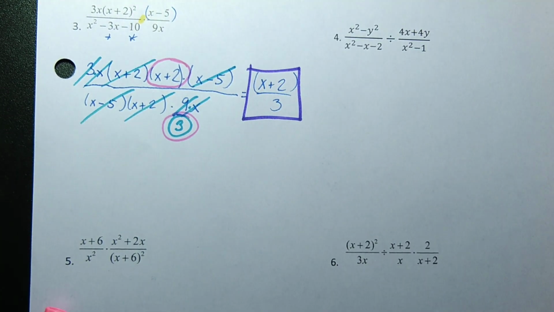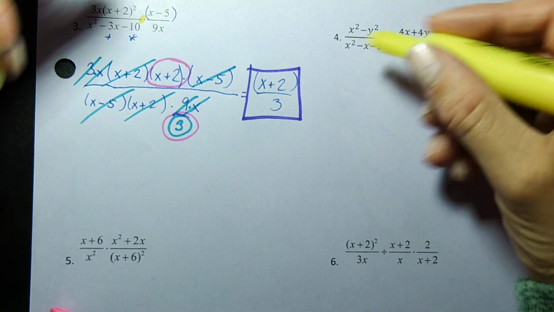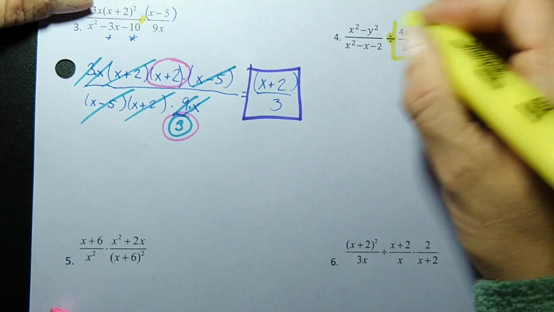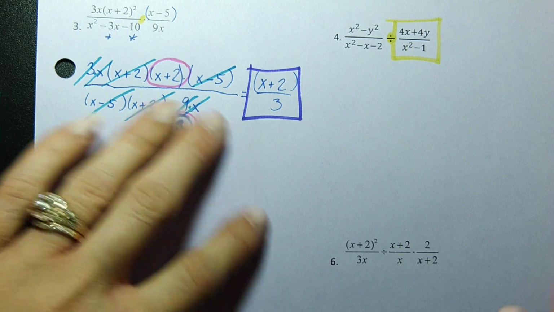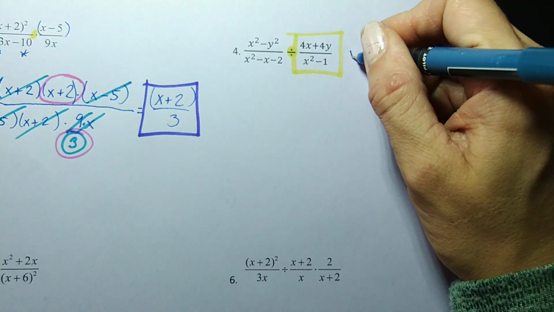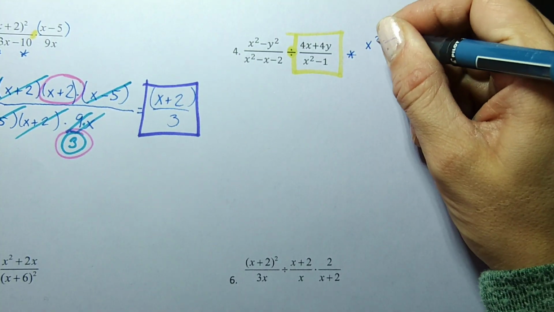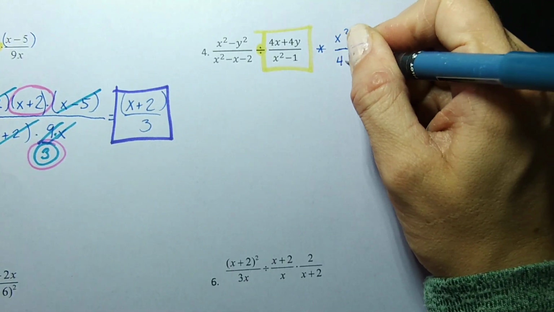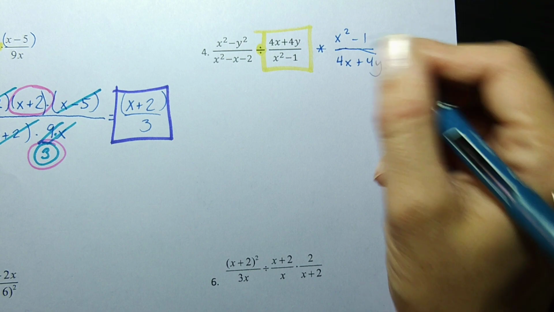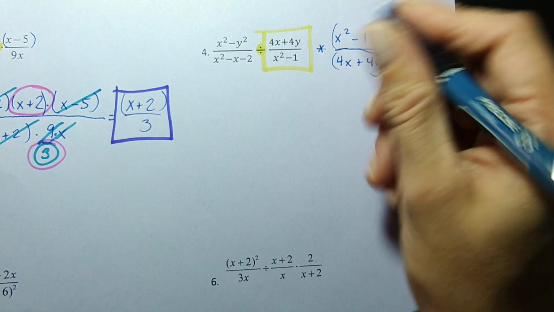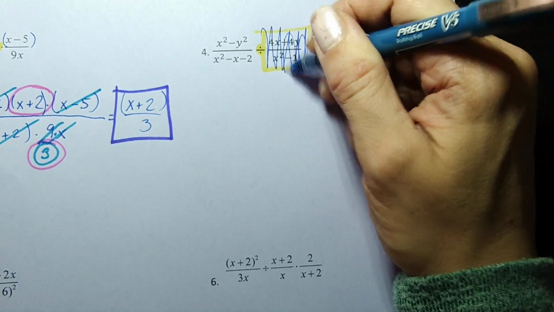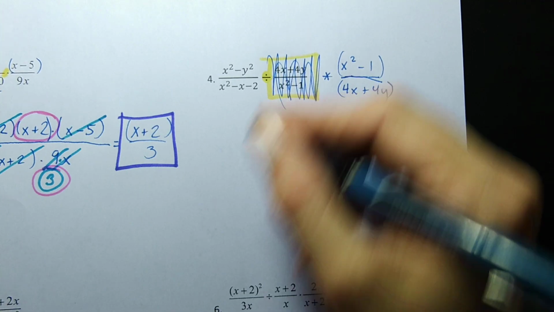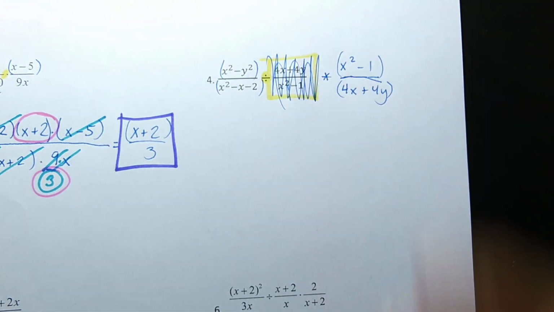All right, folks. So first, operation-wise, we've got division. Keep, change, flip. So I'm going to write this as multiplying x squared minus 1 over 4x plus 4y. Trap, trap, trap, trap. And trap, trap, trap, trap.